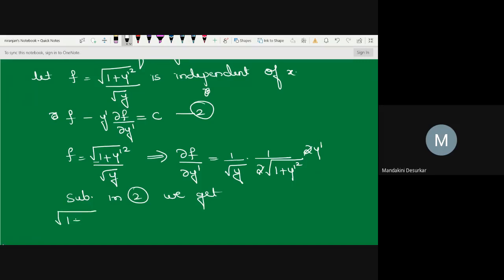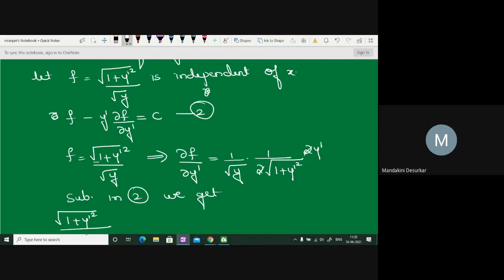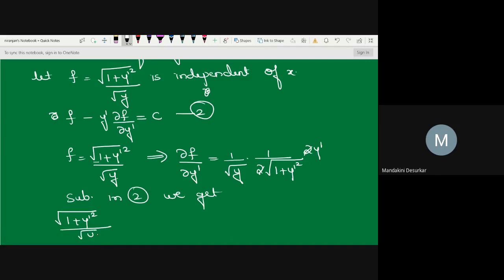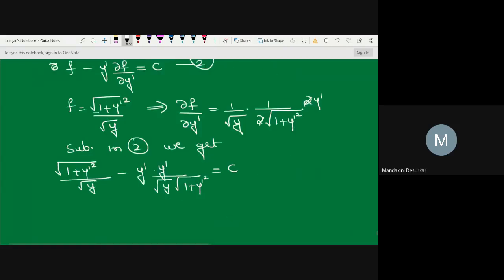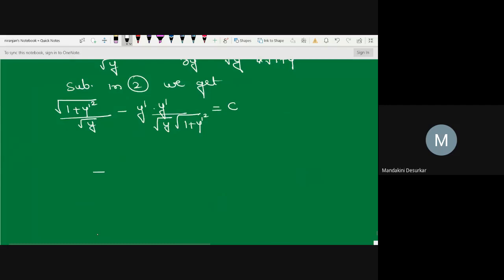Root of 1 plus y dash square divided by root of y minus y dash. Del f by del y dash is what? y dash upon root of y root of 1 plus y dash square is equal to a constant c. What is the LCM? LCM is root of y into root of 1 plus y dash square. So this will be what?